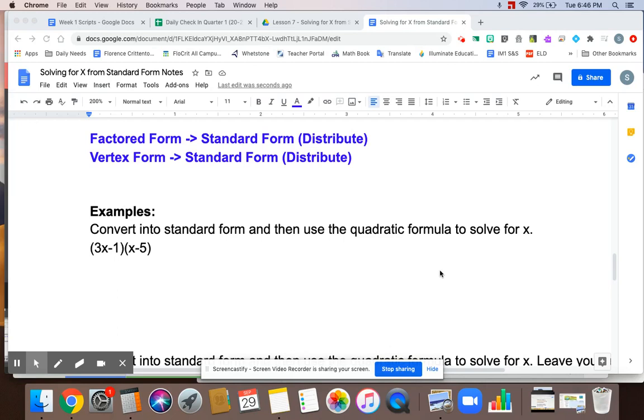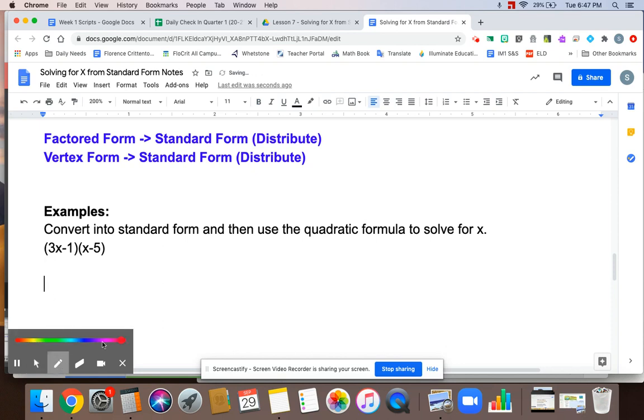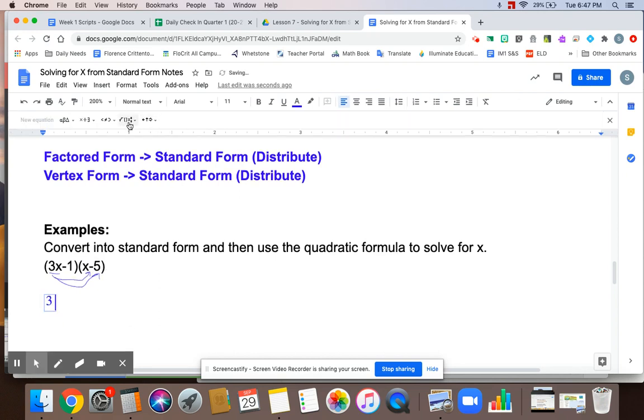So for this first example, the instructions first say to convert into standard form. So if it's not in standard form, what form is it currently in? It's in factored form, and to get to standard form, I just have to distribute, which just means to multiply it out. So I'm going to take my first term, my 3x, and multiply it to the x, and multiply it to the -5. So 3x times x is 3x squared. 3x times the -5 is -15x's.